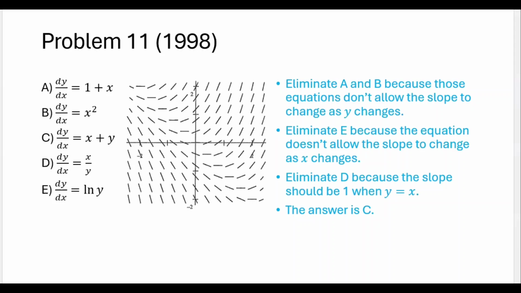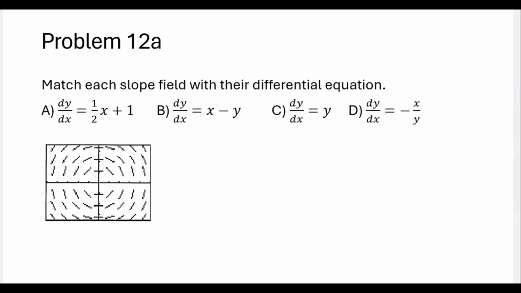Okay. 12a. Match each slope field with a differential equation. So which one is this one? We can eliminate C because this should have no dependency on x per the equation. But as we step across the x, there is a dependency. The slope is changing. Eliminate C.